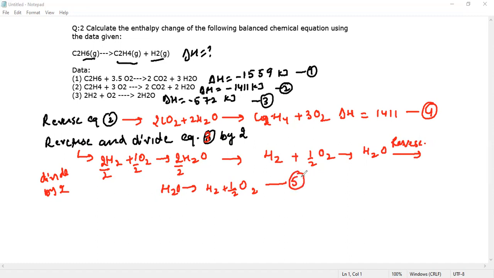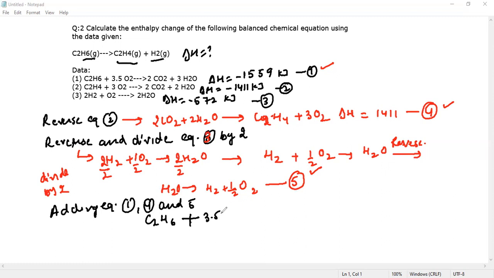Now we have these two equations ready, and this one is already as it is, we are going to use. Let's go ahead and add these equations: equation number 1, equation number 4, and equation number 5. So I will write here, adding equation 1, 4, and 5. Let's write the equations. C2H6 plus 3.5 O2 becomes 2 CO2 plus 3 water. So delta H value, don't forget that, minus 1559.